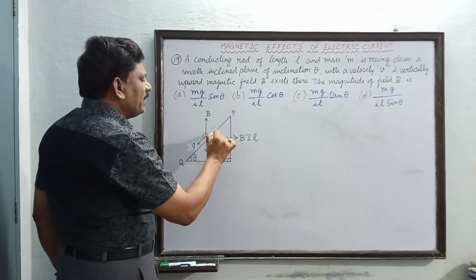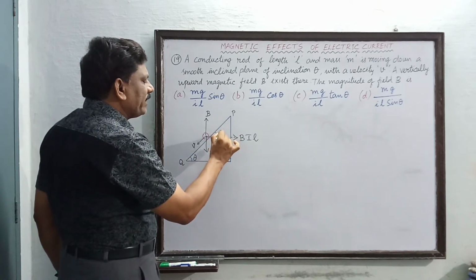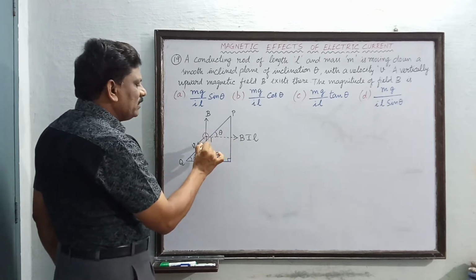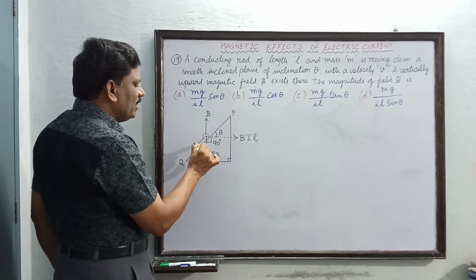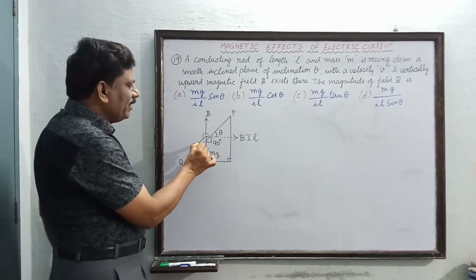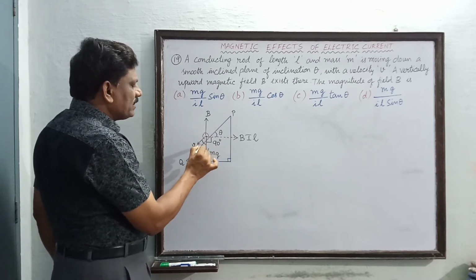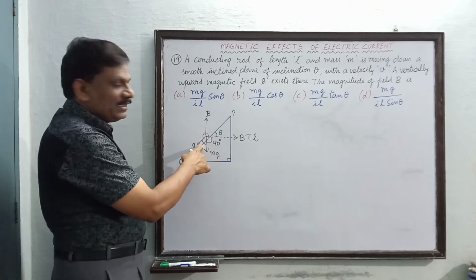Now this angle is theta, the angle of inclination. So the angle made by the horizontal with the inclined plane, this angle also is theta, and this angle is 90 degrees. So the remaining angle should be what? 90 minus theta. So this angle is 90 minus theta.